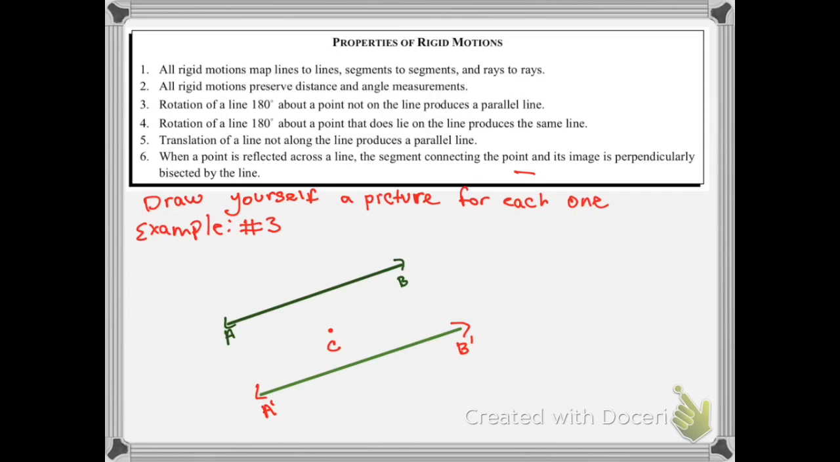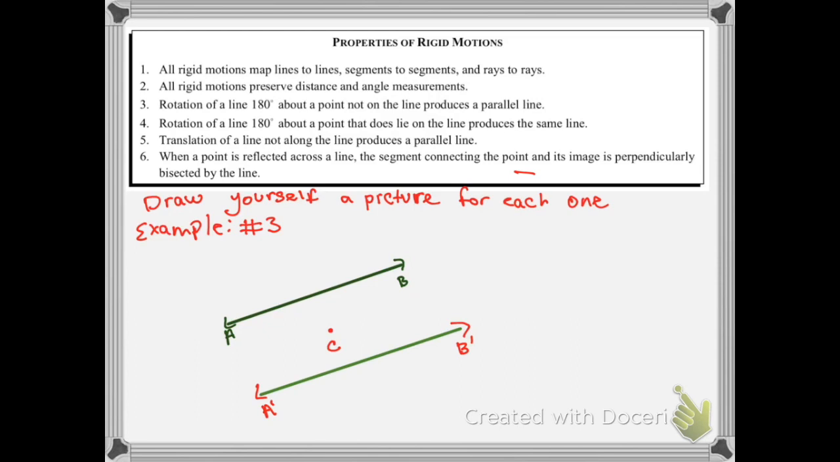Okay, so I've chosen here number 3. Number 3 says rotation of a line 180 degrees about a point not on the line produces a parallel line, right? That can be a mouthful. Okay, so here I have a line, right? Notice I have 2 arrows, line, and I have a point C not on the line. Now notice that this point C is not on the line. And when I rotate my line AB, I end up with line A prime, B prime.